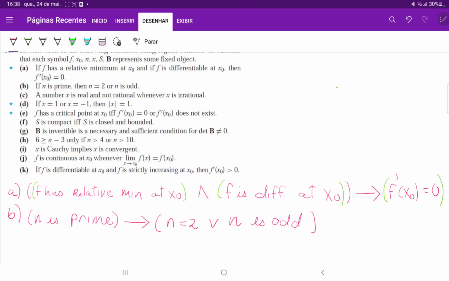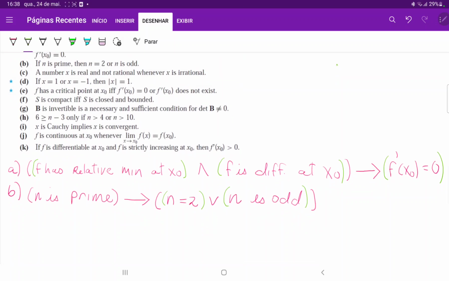And let's see, because or goes before the conditional, I'll just put an added set of parentheses here just so that we can evaluate these first. Okay, so that's all good for item B.